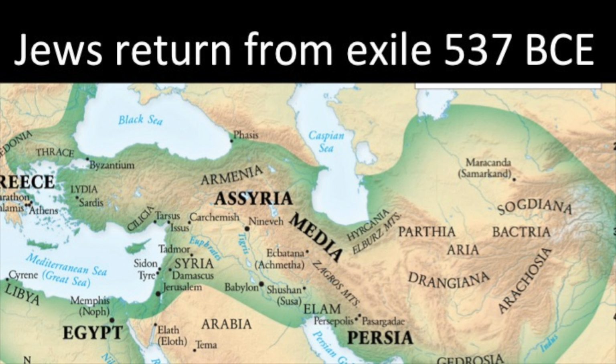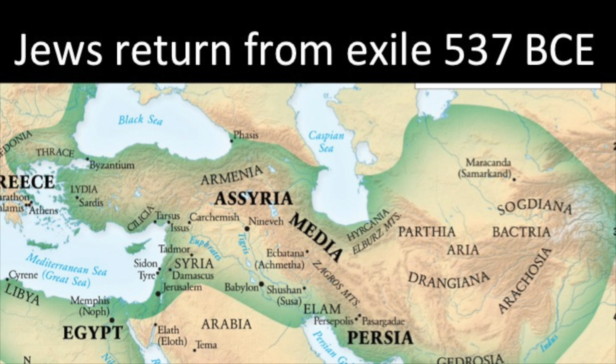Part of it was written, of course, after the exile, when they were allowed to return back to the land of Canaan and rebuild the temple. So the next slide we have, after 537 BCE, the Assyrians came in, conquered Babylon, and allowed the Jewish people to return back to their homeland. Not everybody did. Some of them stayed in Babylon.